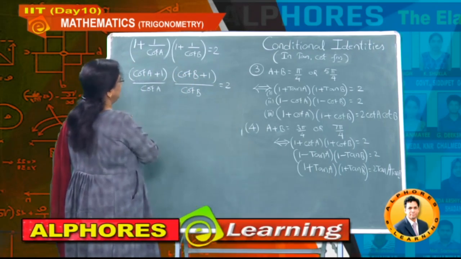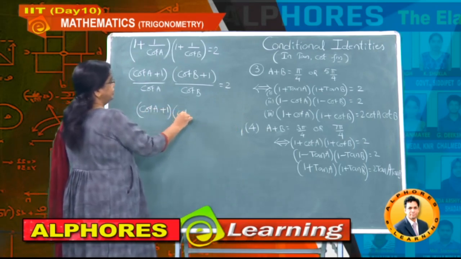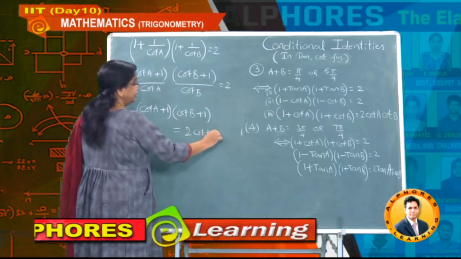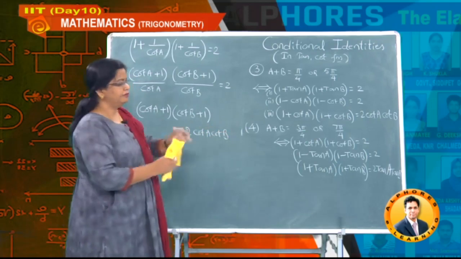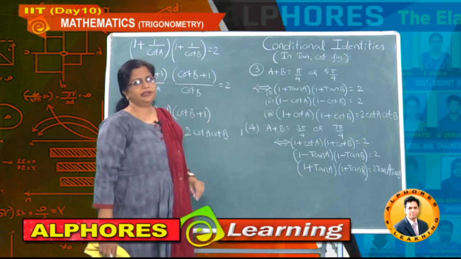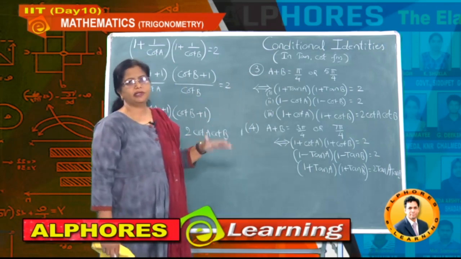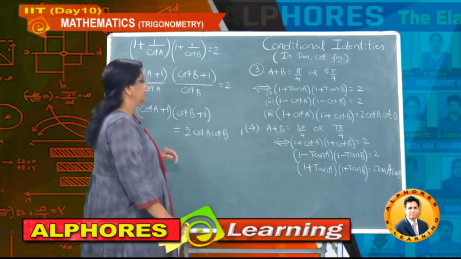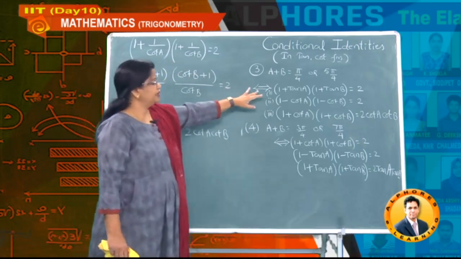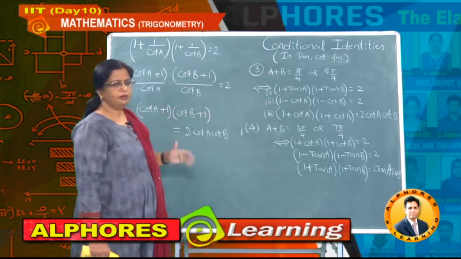And now let us do cross multiplication. So, if you do cross multiplication, (cot A plus 1) into (cot B plus 1) equal to 2 times cot A cot B. Got it? So, you got which result again? Third result. Understand, students? Then to obtain the second result, A plus B equal to pi by 4. Now, let us take cot function on both the sides. Okay, students? To prove the first result, we have taken tan on both the sides. Now, let us take cot function on both the sides.